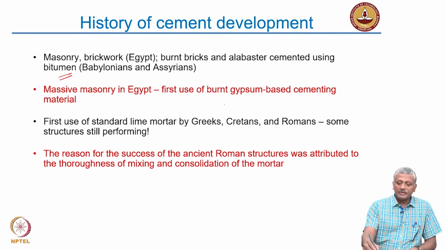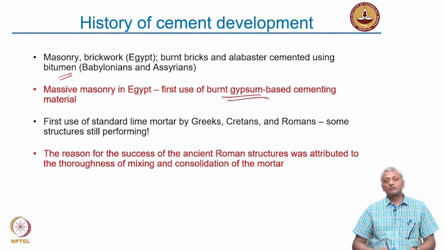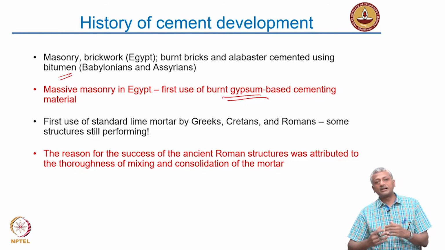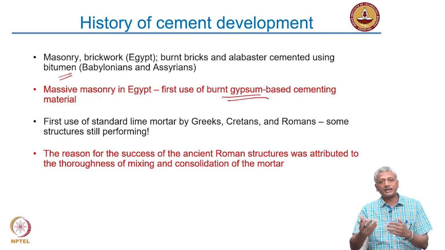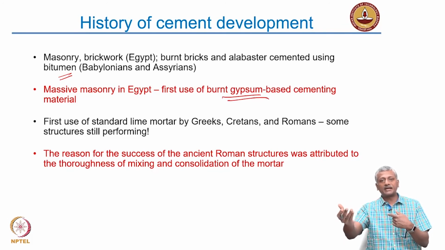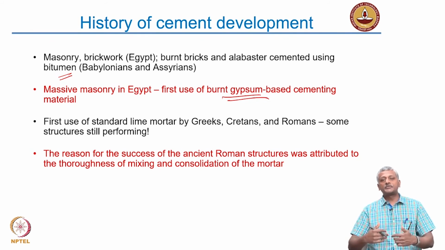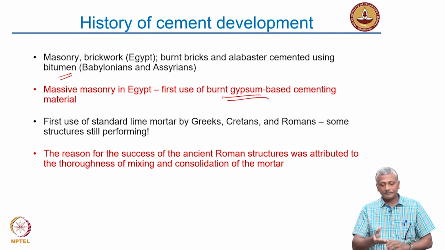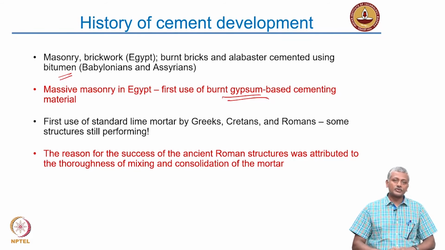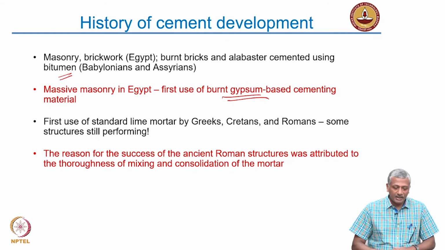Then of course, burnt gypsum based cementing material was used in Egypt. When you burn gypsum or heat gypsum beyond 100 degrees Celsius, what happens? It converts to hemihydrate and then to anhydrite. Hemihydrate is commonly known as plaster of Paris. When you mix water back with anhydrite or hemihydrate, it converts back to gypsum and starts gaining some strength. So, in massive masonry in Egypt, there is some evidence of the use of burnt gypsum based binding materials.